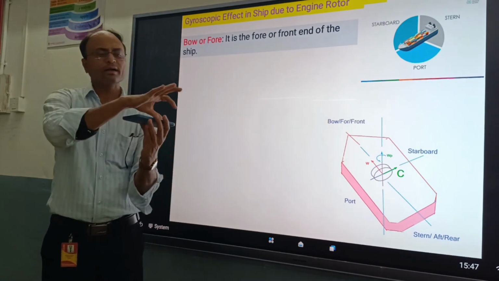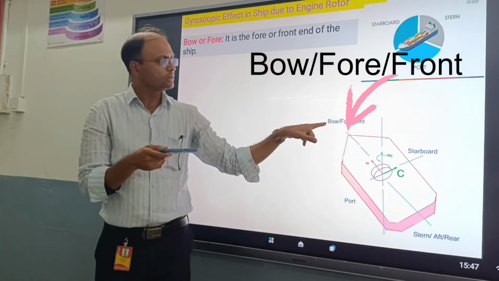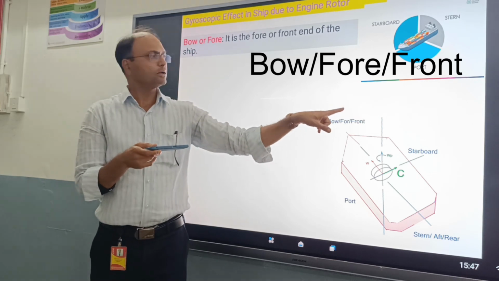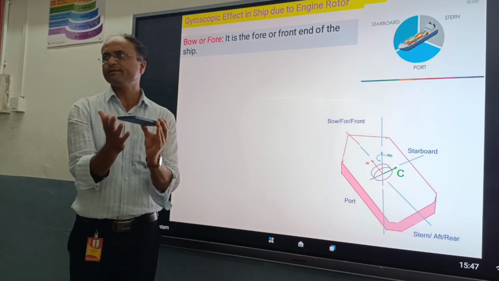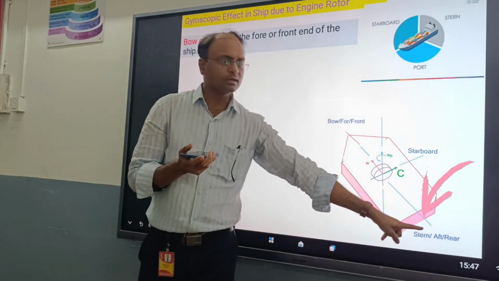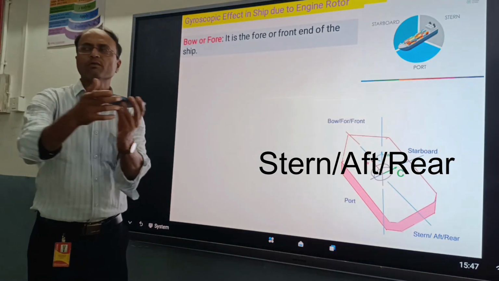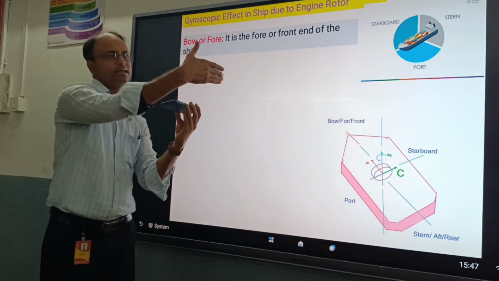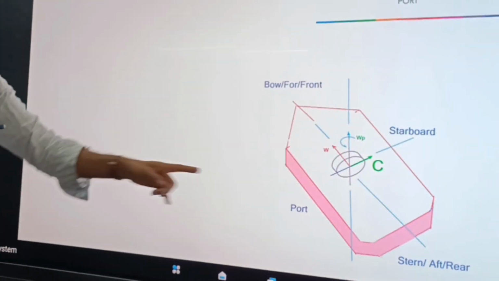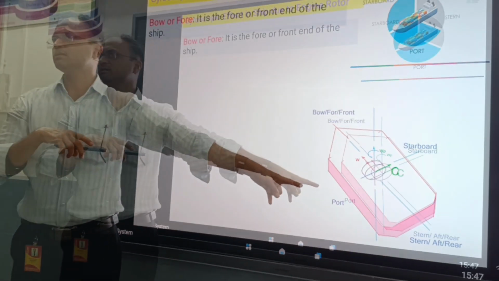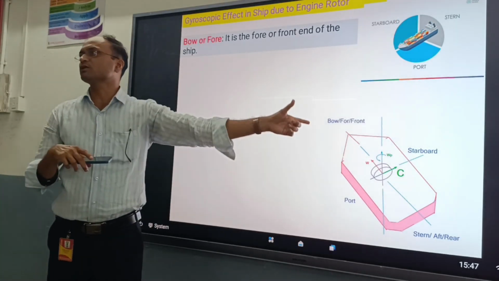Okay, so the front end of the ship, in the forward direction, is called as bow or fore or front. Simply front. The rear end is called as stern or aft. And whenever in forward direction, if you look from rear side, the right side of the ship is called as starboard, and left side is called as port. Is it clear? This is terminology for the ship, because we have to give answer in terms of these terminologies.